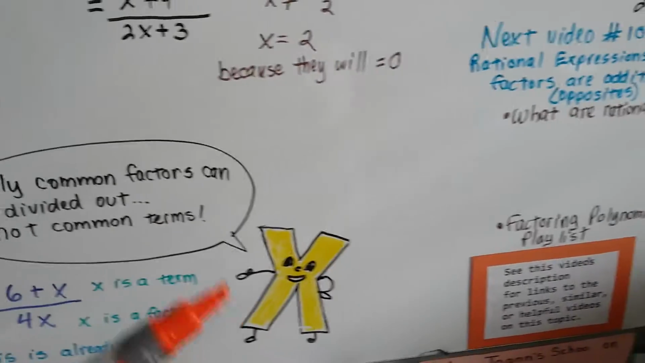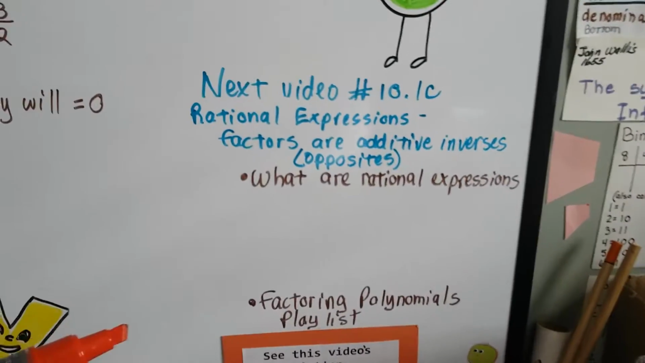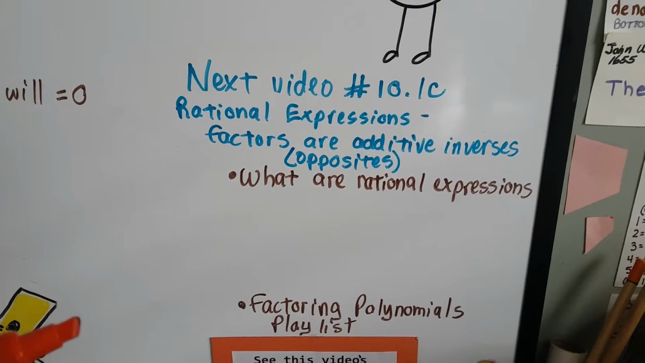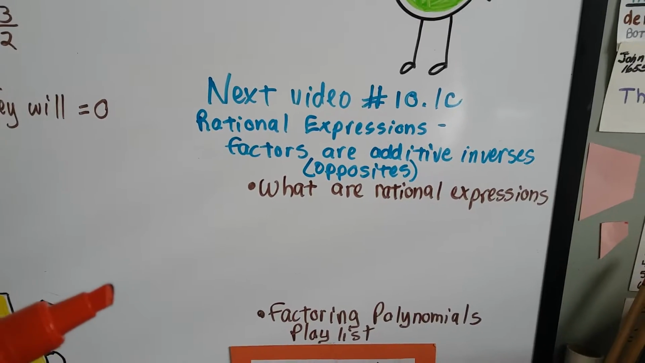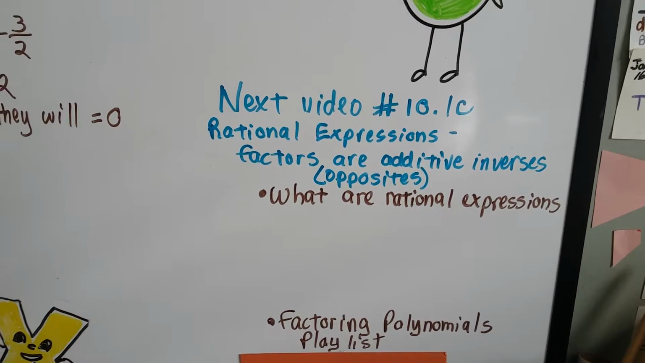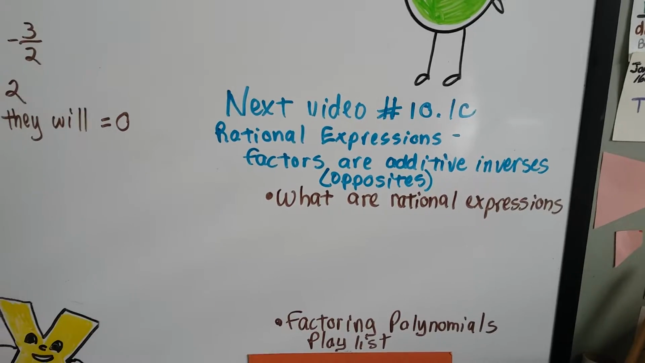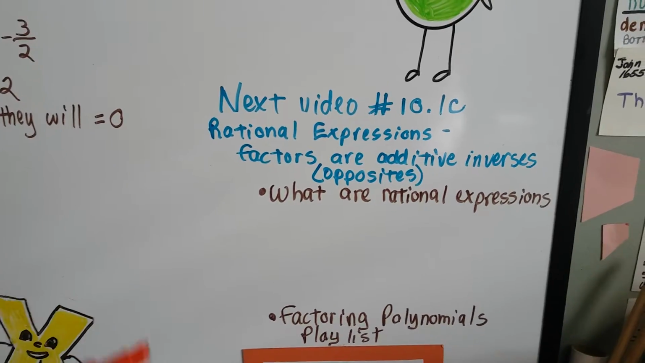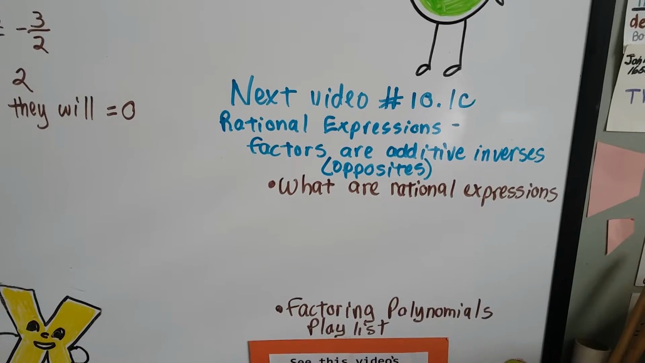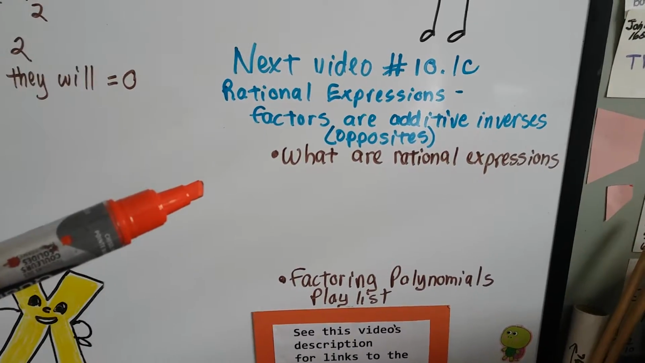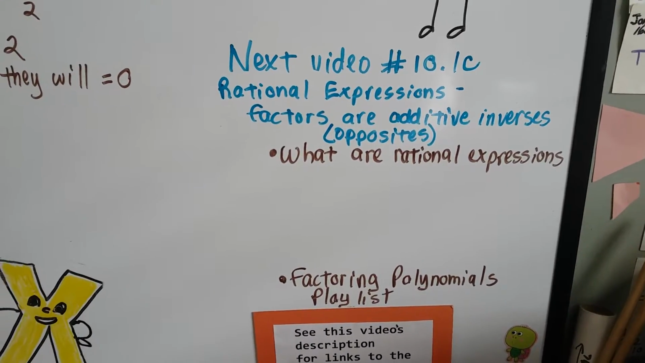Now, in our next video, 10.1c, we're going to talk more about rational expressions. We're going to talk about what happens when factors are additive inverses, when they're opposites of each other. And if you want to see the previous video that explains exactly what a rational expression is, you can go to the description of this video and click on it to get the link, okay?